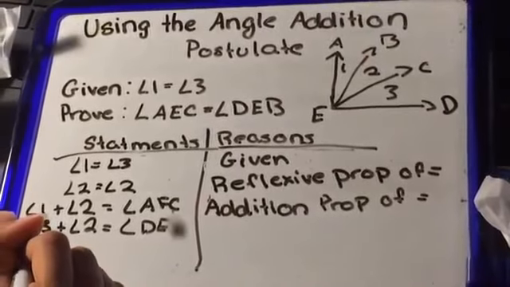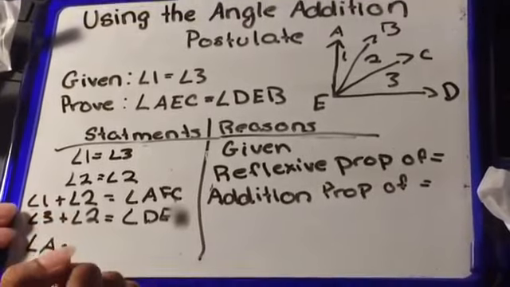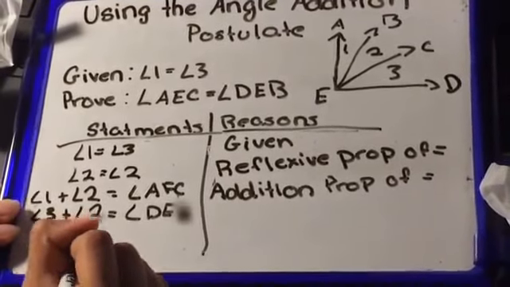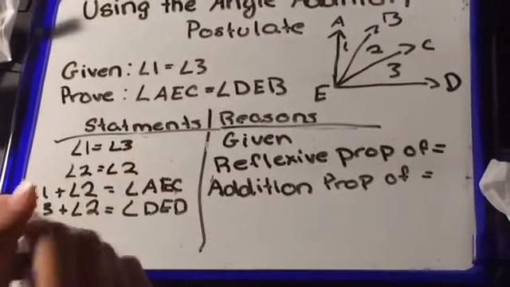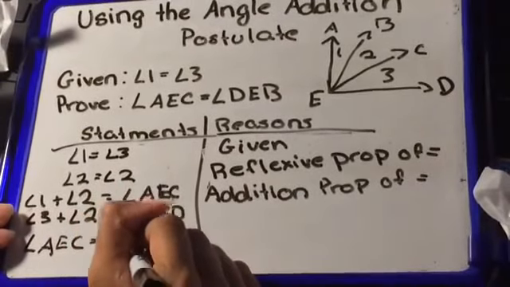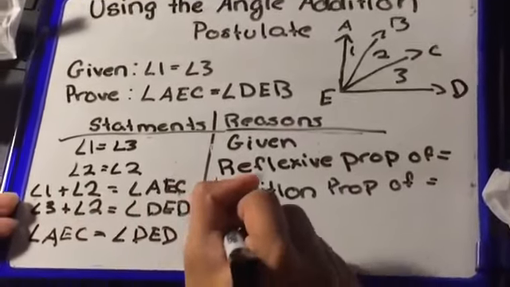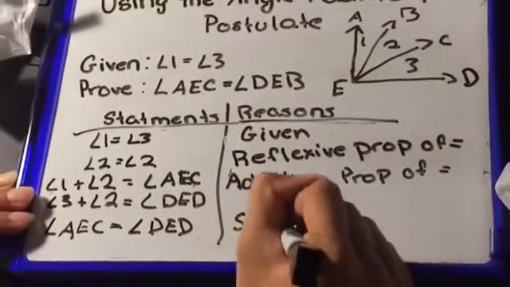Lastly, we could say that the measurement of angle AEC is equal to the measurement of angle DEB, and we know this because of substitution.